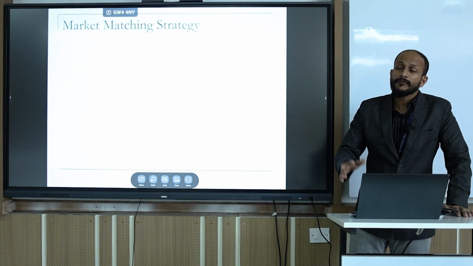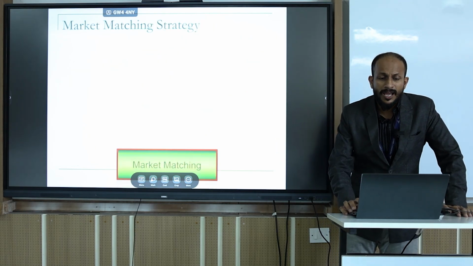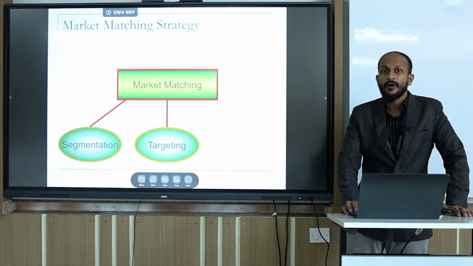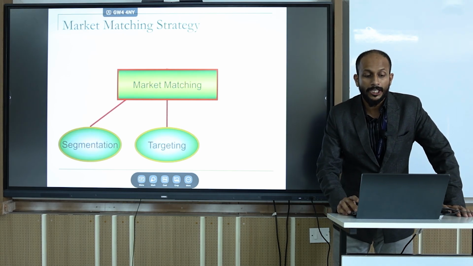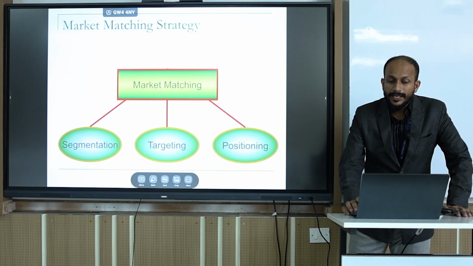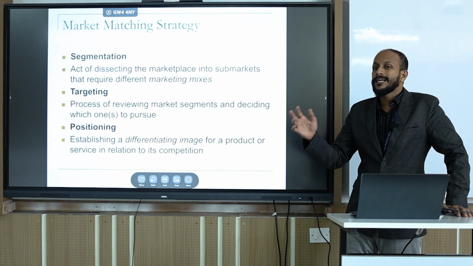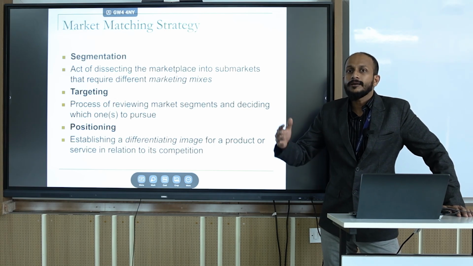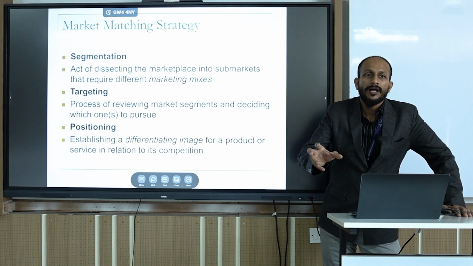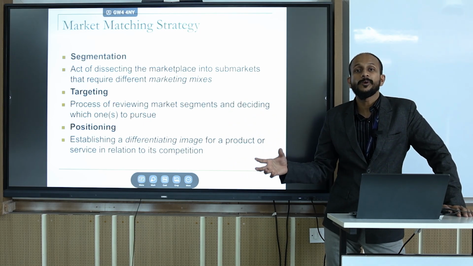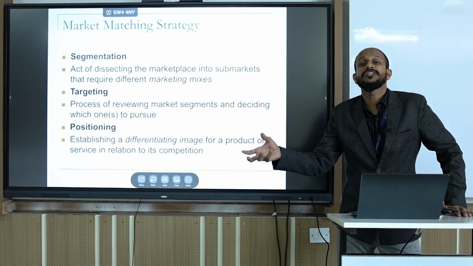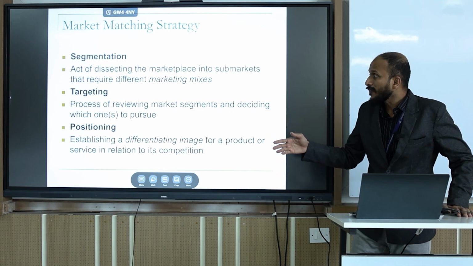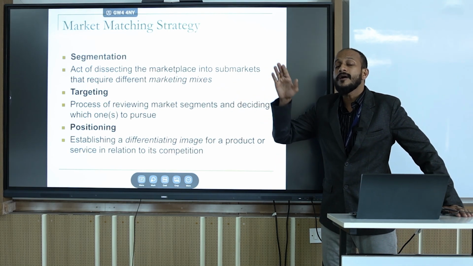Now here, when we talk about segmentation, it is entirely different from the mass marketing approach, or it is completely opposite to the mass marketing approach. In segmentation, we try to divide the market into different segments or different groups, and these groups are homogeneous groups. So why do we do that? Why do we have to segment it? So that we can offer different marketing mixes.